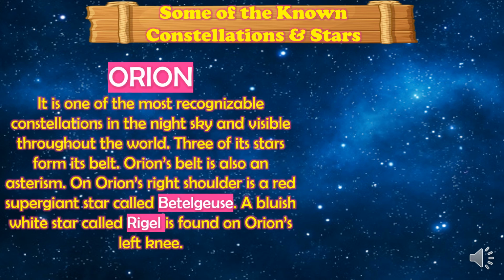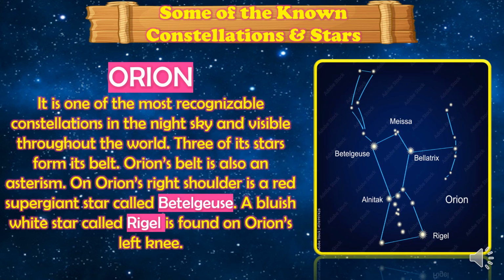Then we have the Orion. It is one of the most recognizable constellations in the night sky and visible throughout the world. 3 of its stars form its belt. Orion's belt is also known as an asterism. On Orion's right shoulder is a red supergiant star called Betelgeuse. A bluish-white star called Rigel is found on Orion's left knee.